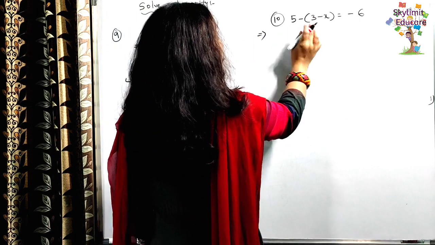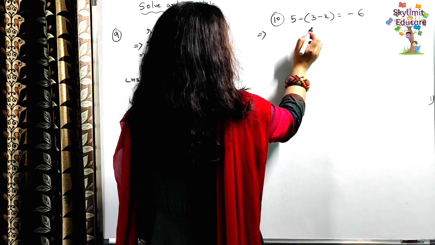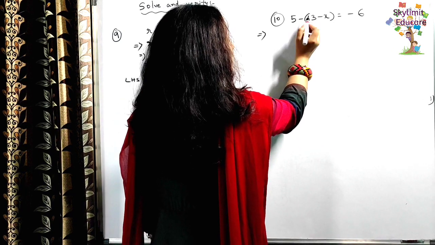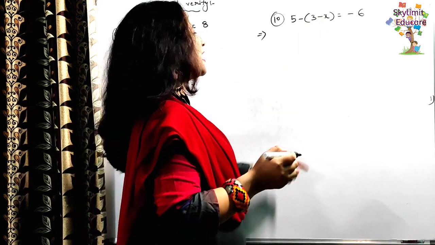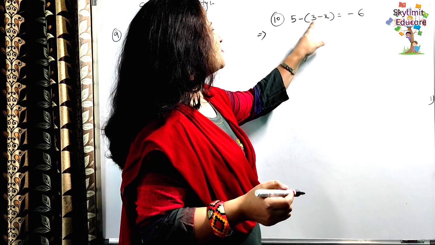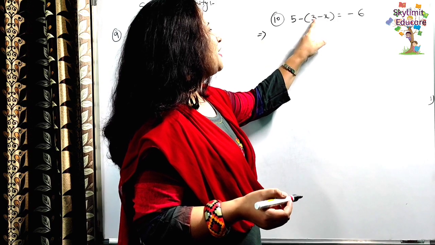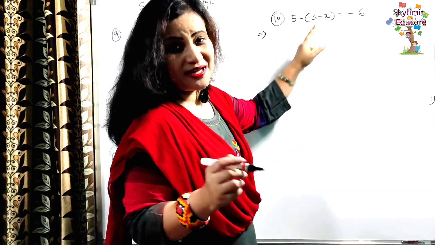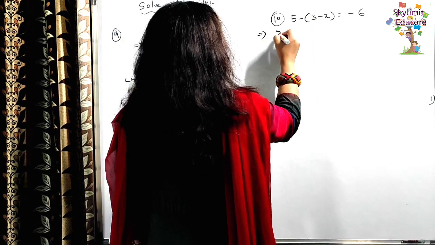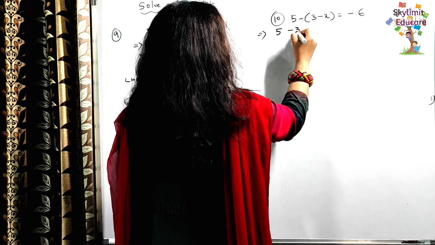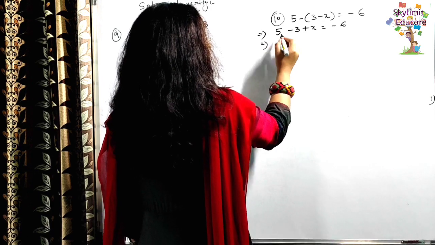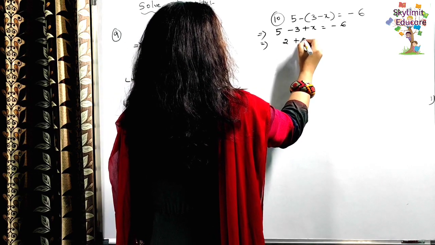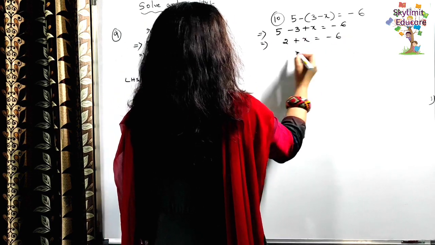So now just we have to open the bracket first. Remember, in algebra you have read, whenever you open a bracket, if outside minus sign is there, every term sign will change. Inside you have 3, that means plus 3 and minus 6. So plus 3 becomes minus 3 and minus 6 becomes plus 6. Okay. So 5, open the bracket, minus 3 plus 6 minus x is equal to minus 6. Okay. Now 5 minus 3, 2. 2 plus x is equal to minus 6.